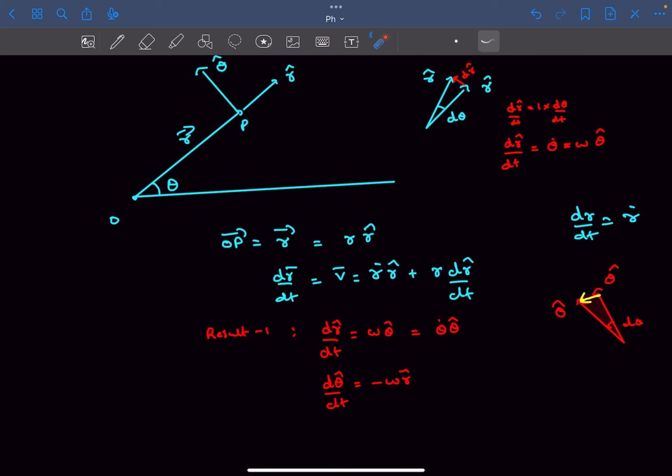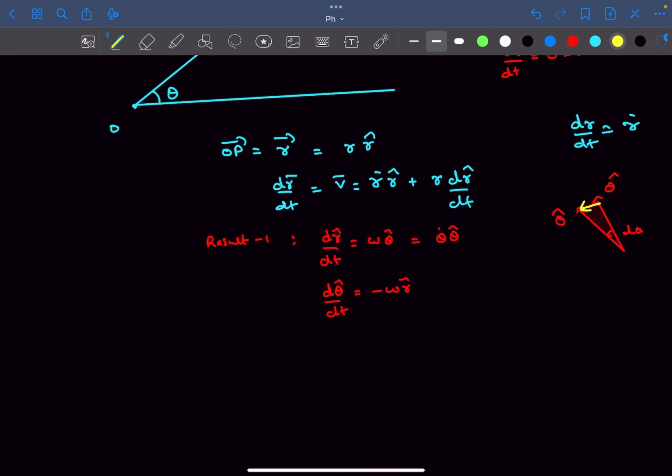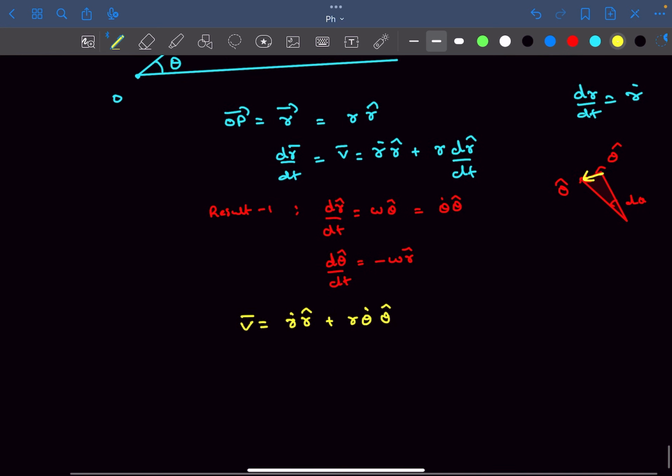And this, as you can see, is opposite to r cap direction. And that's why we have a minus r cap in this case. Okay, so now let's substitute this into a velocity equation. So it comes out to be r dot r cap plus r theta dot theta cap. Okay, now we have the velocity vector.